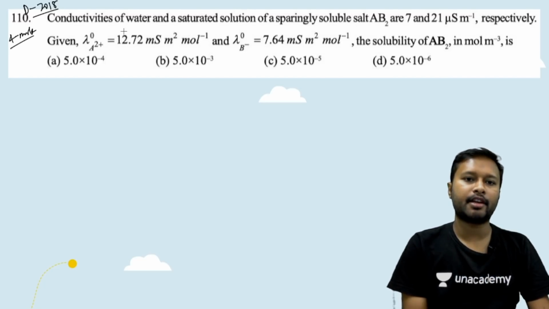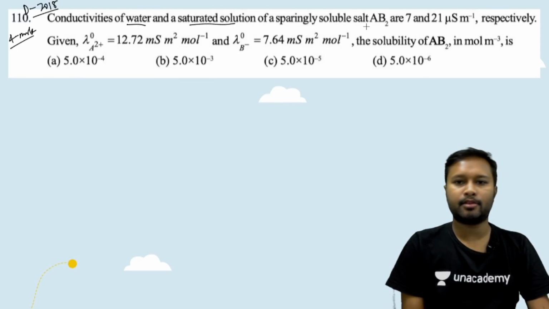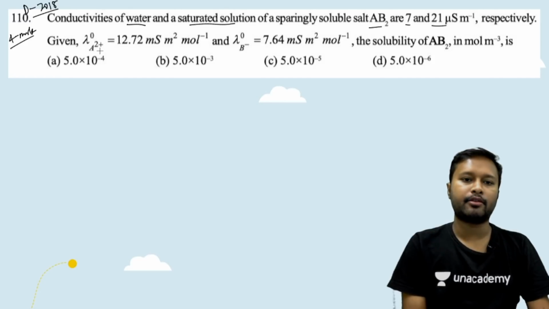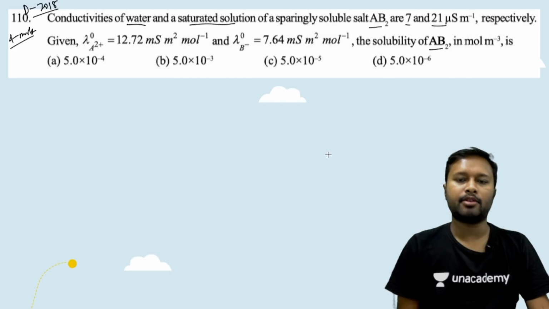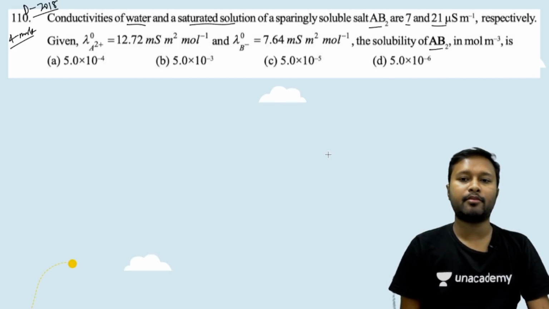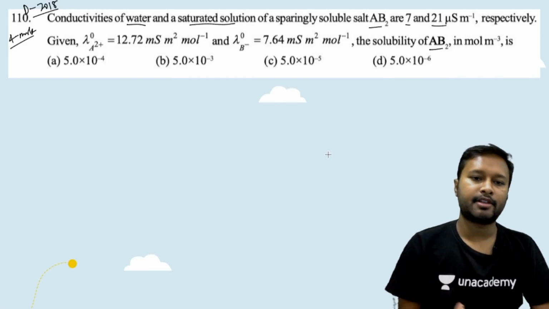It says that the conductivities of water and the saturated solution of a sparingly soluble salt, that is AB2, are 7 and 21 microsiemens per meter respectively, and they have given you the corresponding molar conductivity at infinite dilution of your cation and anion both. They are asking the solubility of AB2, in moles per meter cube. So let's try to solve it.